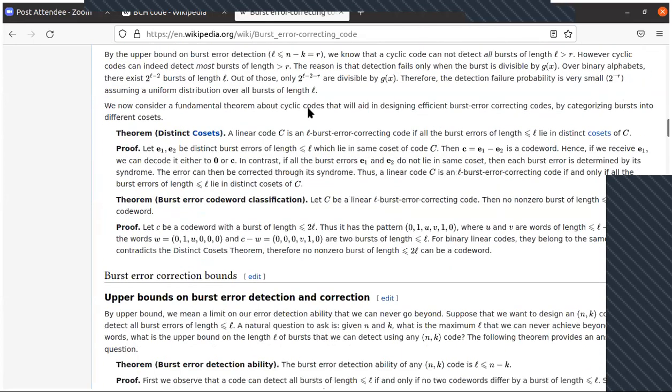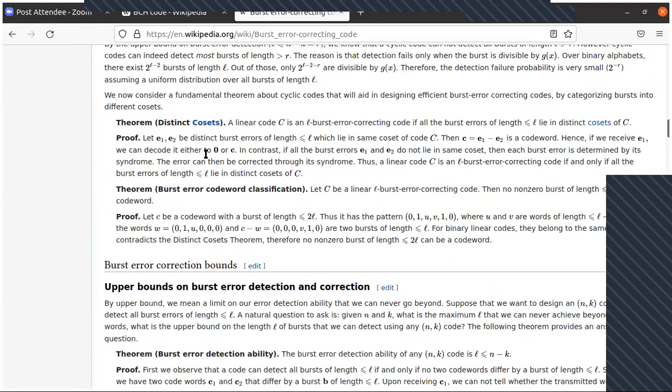It's a very simple, direct consequence. Now this another result, distinct cosets. Here the proof is also given. A linear code C is an L burst correcting code if and only if all bursts of length less than or equal to L lie in distinct cosets of C. The proof is given very nicely here. And burst error coding classification: let C be a linear L burst correcting code, then no non-zero burst of length less than or equal to 2L can be a code word. The proof is given here, very simple, straightforward.